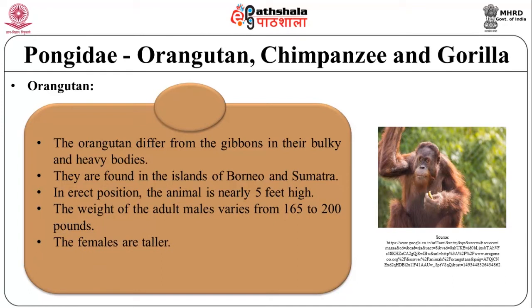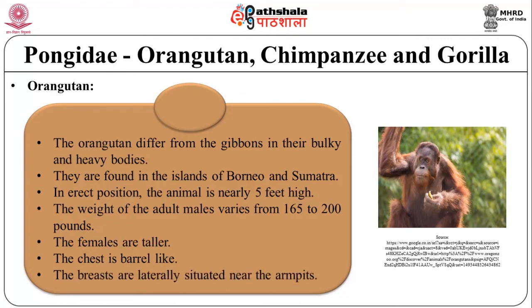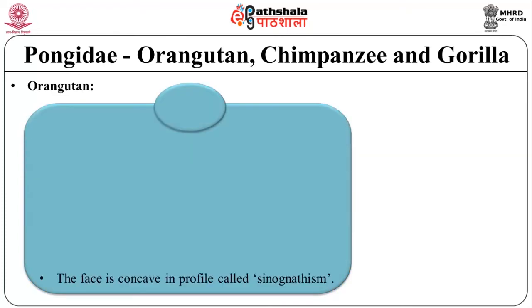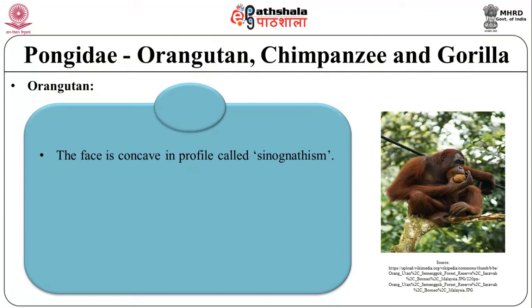The body of the orangutan is covered with long, coarse hairs of reddish-brown color. No hair is found on the face, ears, palms, and soles. The chest is barrel-like. The breasts are laterally situated near the armpits. In profile, the nose gives a flat concave appearance as the root is narrow and the bridge is not elevated. The face is concave in profile. Such a condition of the face is described as dish-faced.